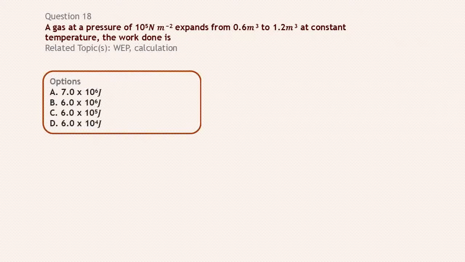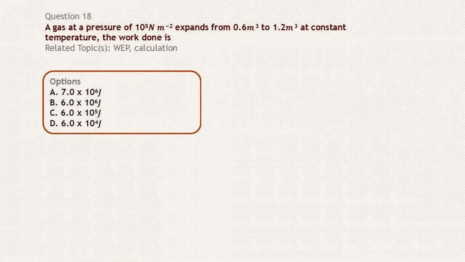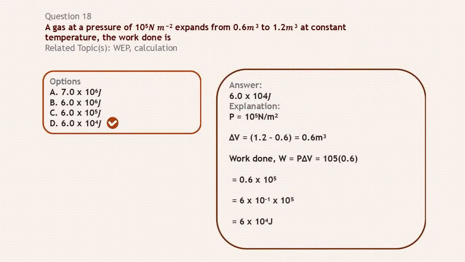Next question: a gas at a pressure of 10 raised to the power 5 Newton per meter squared expands from 0.6 meter cube to 1.2 meter cube at constant temperature. The work done is, okay, the work done here is going to be equal to the pressure of the gas times the change in the volume of the gas. So here the gas expanded from 0.6 meter cube to 1.2 meter cube. So the change in the volume is 1.2 minus 0.6. So you have 0.6 meter cube.